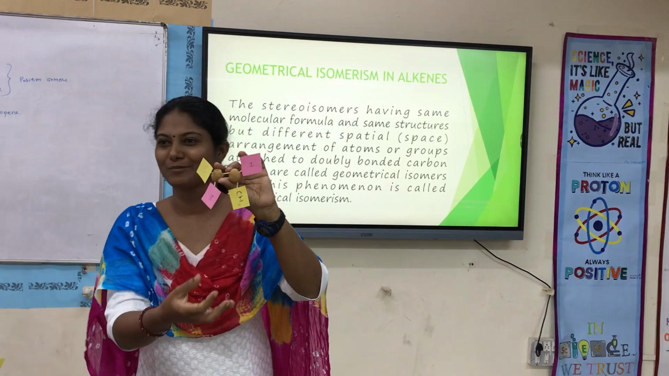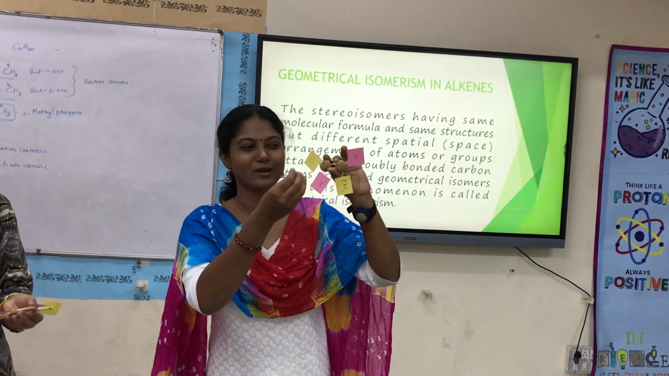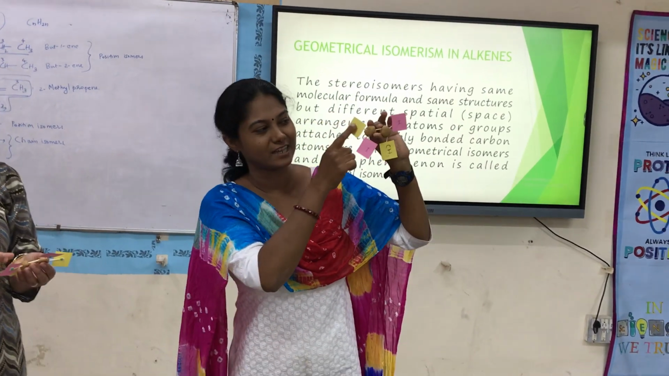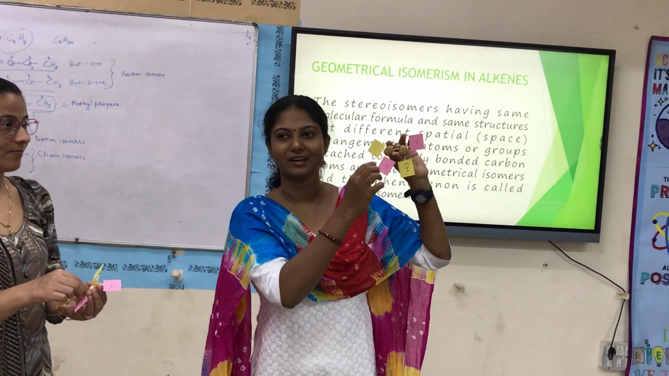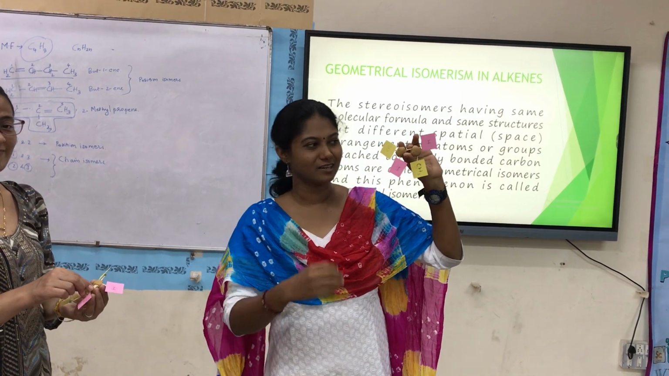Just say the name. Can you say the name? 1,2-di-CH3 groups are at the opposite side of the double bond. Yes, sir. Thank you, sir.